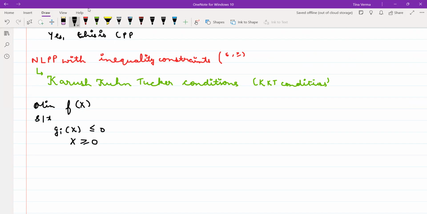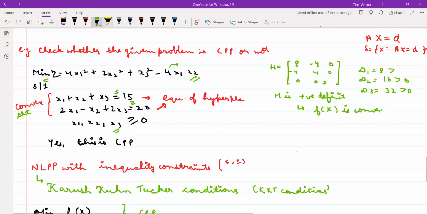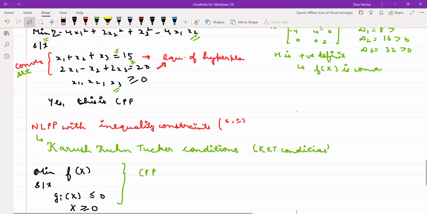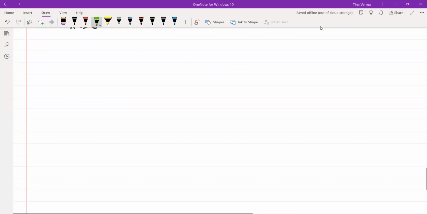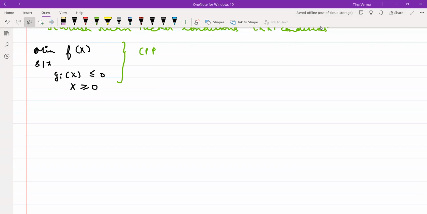So for applying the Kuhn-Tucker condition, the first thing is that your given programming problem should be a convex programming problem. If you have a convex programming problem, only then can you apply the Karush-Kuhn-Tucker condition. If it is not, then you cannot apply it. So even in this case, if this is convex, you can apply the Karush-Kuhn-Tucker condition. So what are the KKT conditions?